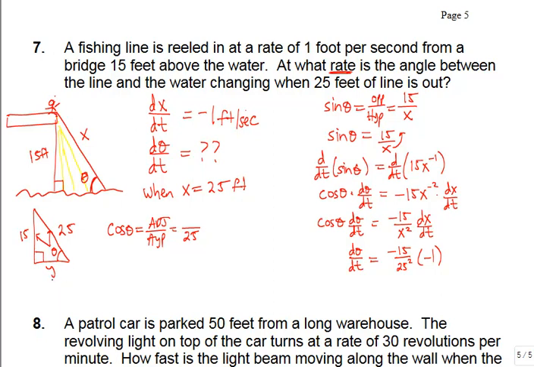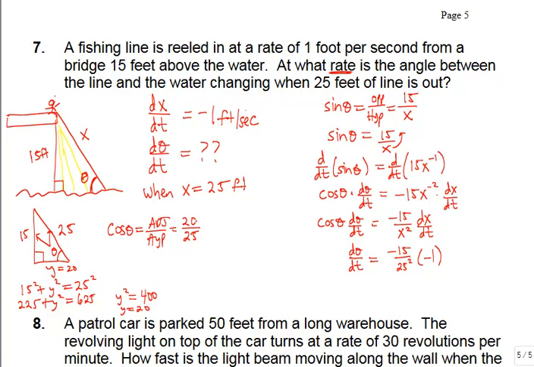And in order to figure out what that adjacent side is, we could just use the Pythagorean theorem on this right triangle. So 15 squared plus y squared needs to equal 25 squared. 15 squared is 225. 25 squared is 625. So when I subtract that 225 over, 625 minus 225 is 400, which means y is 20. So at the moment in time that we're looking at, the adjacent side will be 20.